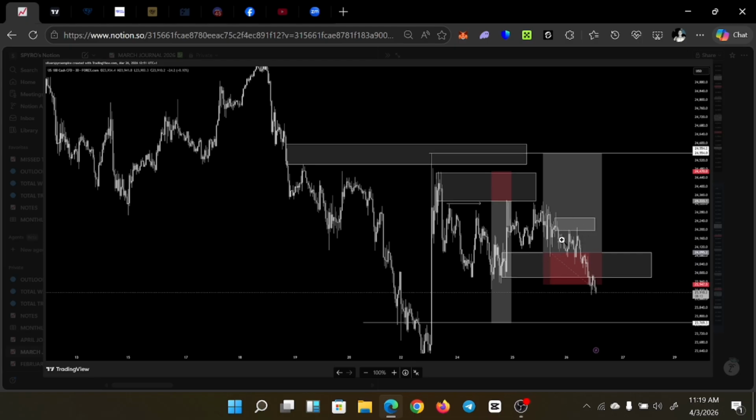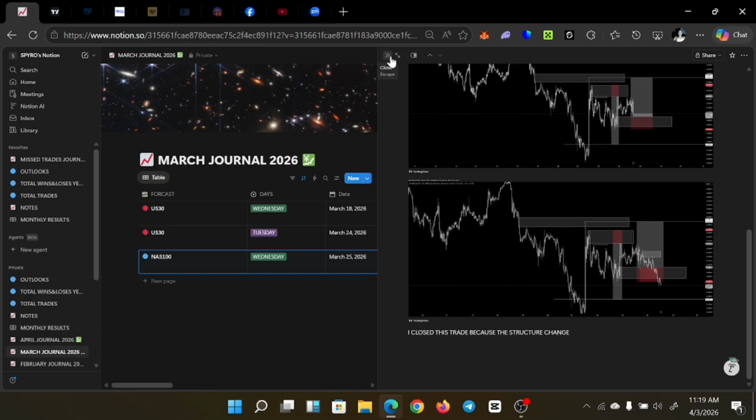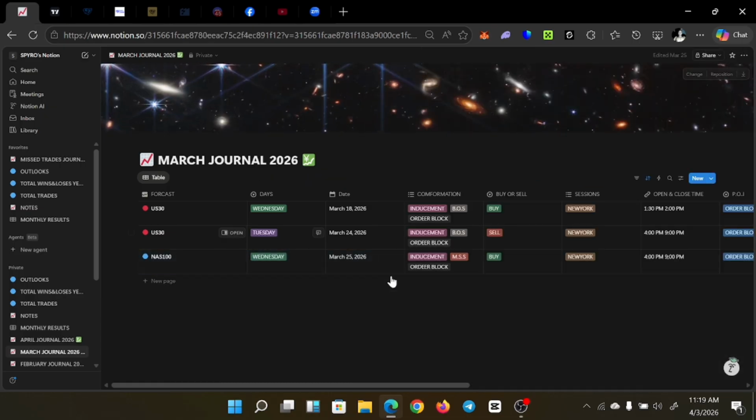At night around 10, 11, I broke even on this trade and then slept, waking up to see that the market had already stopped me out and was pushing down. So that is it for this month.